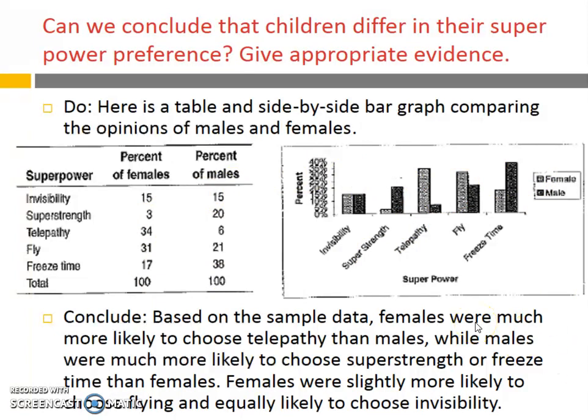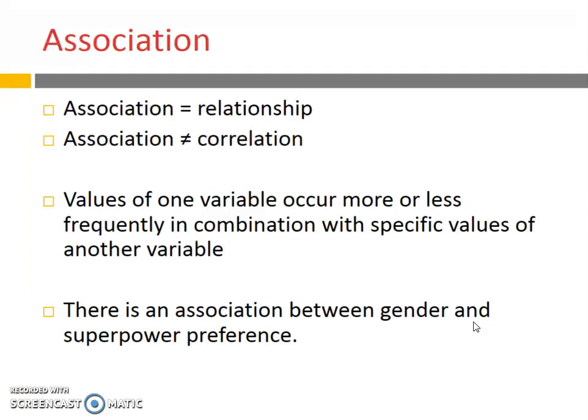Now, something to note, association is what we're talking about here. Is there an association? Yes, there is an association between gender and superpower preference. If there wasn't, then everything would be the same. But association is not the same as correlation. They are two separate things. Do not use the word correlation if you're trying to mean association. Sometimes instead of association, we say not independent, aka dependent, but association will be the typical word we use. So for our association, values of one variable occur more or less frequently in combination with specific values of another. So like we said, there is an association between gender and superpower preference.